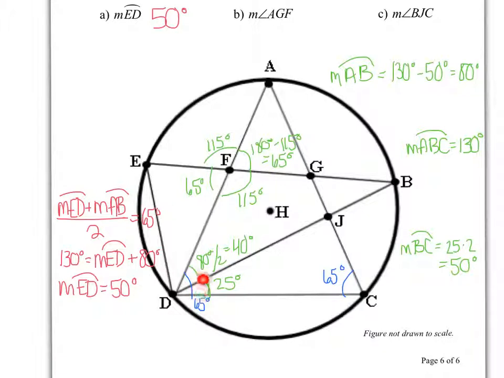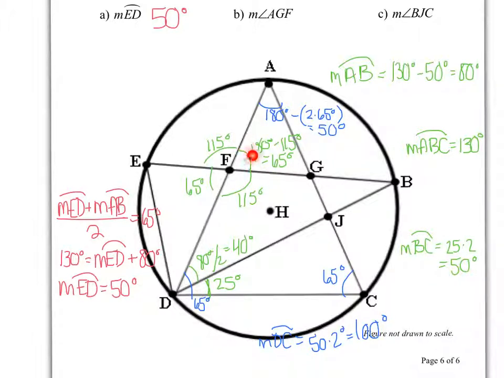Well, if I know this angle is 65 and this angle is 65, then I can figure out this angle, because this is going to be 180 degrees minus 2 times 65 degrees, or 65 plus 65. And that's going to equal 50 degrees. Another quick note, in case I need it later, if this is 50 degrees, that means arc DC is going to be 50 times 2 degrees, which is 100 degrees. So the measure of arc DC is going to equal 100 degrees.